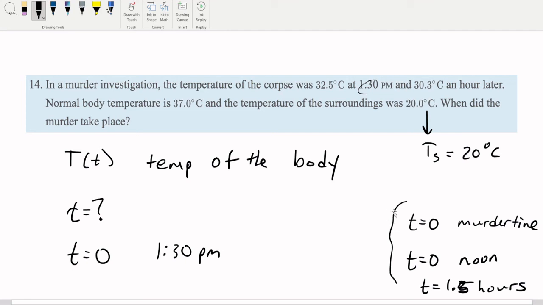But that's it. There you go. That's an example of Newton's law. Pretty cool idea.